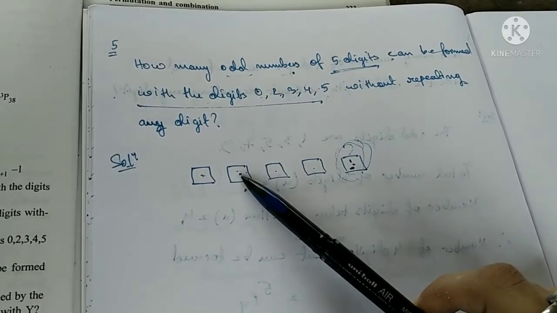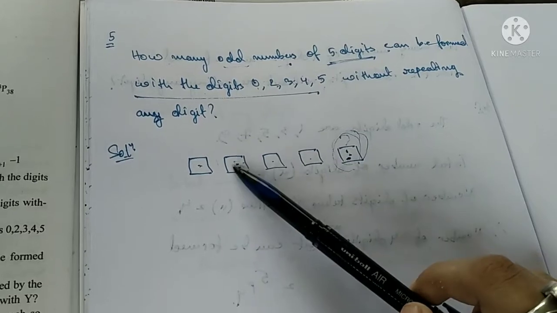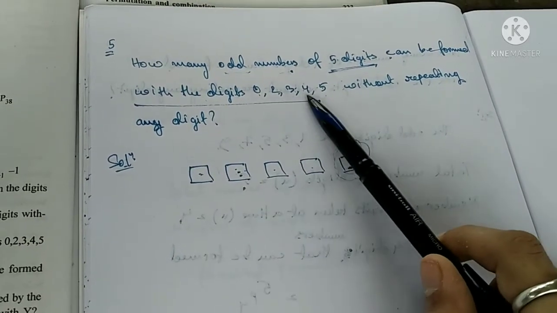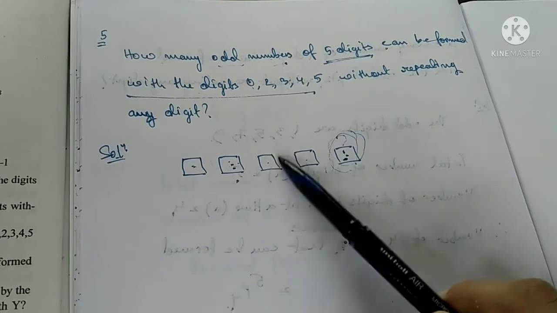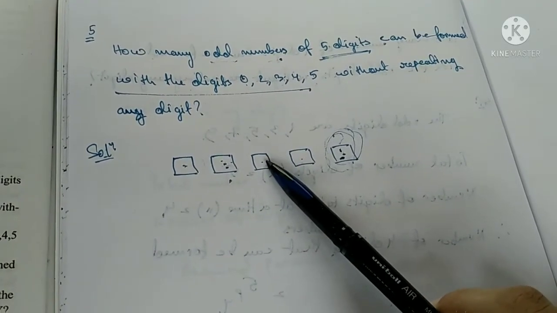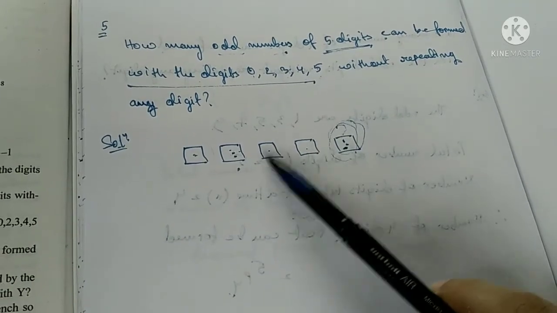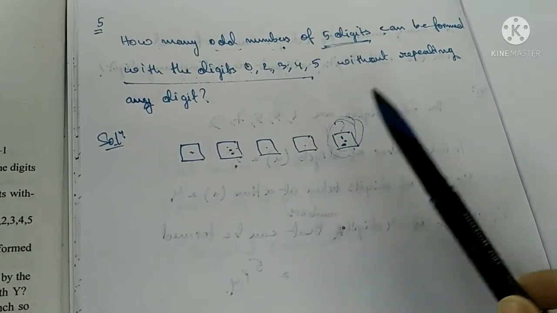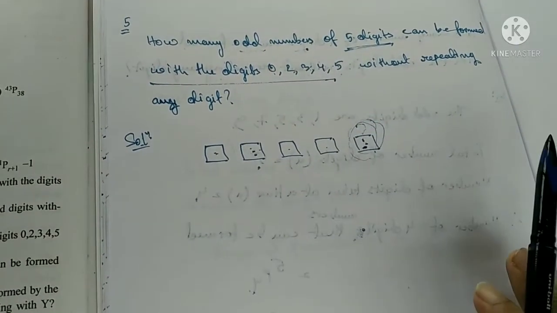And now the second place can be arranged in 3 ways, and out of these 3 digits, 1 digit goes to the second place. So now the available digits are 2. Therefore the third place can be arranged in 2 ways. And the last place, this fourth place, can be arranged in 1 way. Understand? Everything I got here.